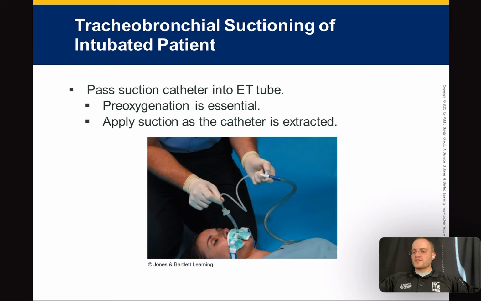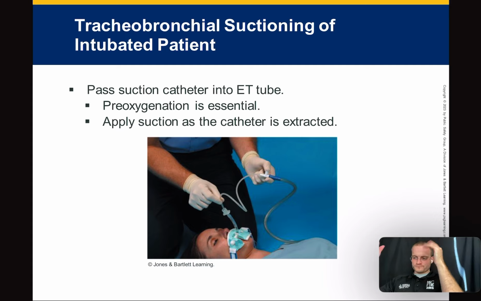Now, this is a soft tip suction catheter. I don't have one, but it looks like this, more or less. And what you do is it's attached to suction, you stick it down an endotracheal tube, and you suction on the way out. Okay, we'll show you that in class. I don't have one with me, I'm sorry.